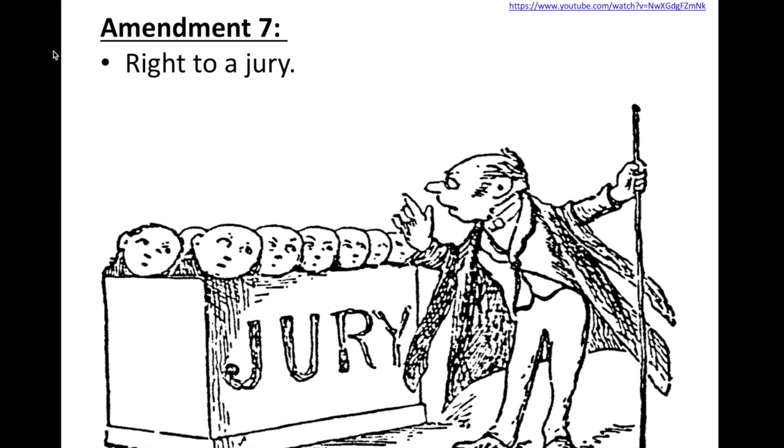Amendment 7 also has to do with the courts, basically stating that you do have a right to a jury. So if you get in trouble, hopefully you don't, you do have the right to a jury, meaning it's usually like 12, 15 people that don't know you, that are not biased at all, so that it's more people to determine whether you're guilty or not guilty rather than just one person like a judge.